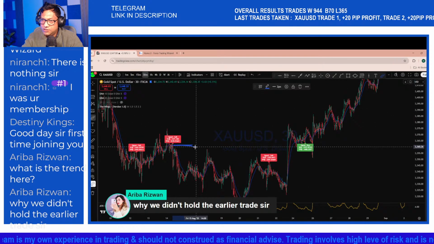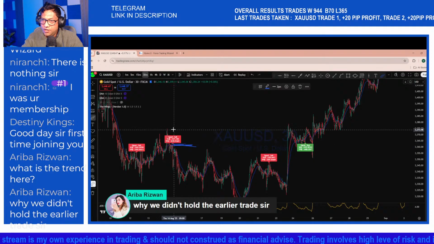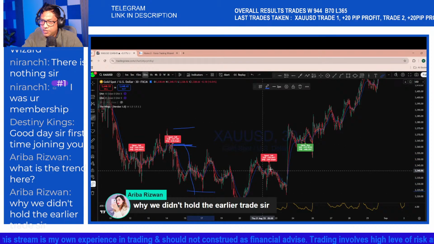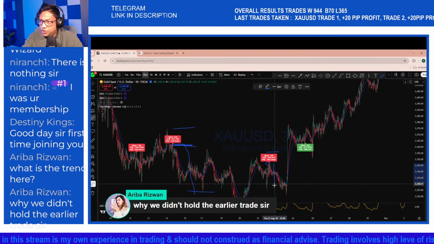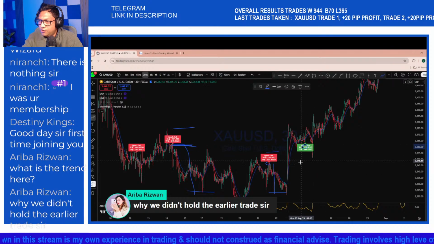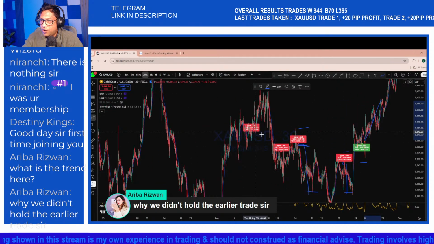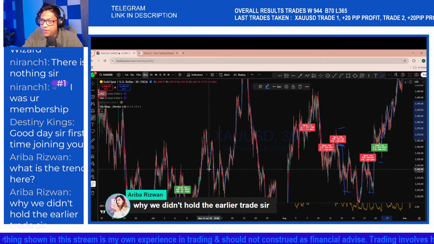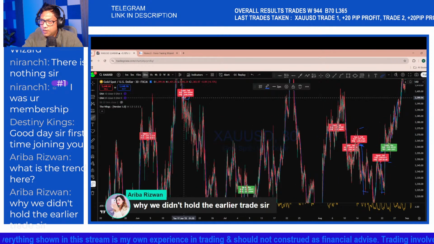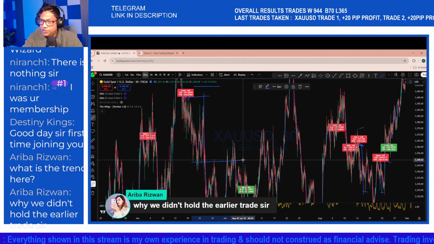Here you can see this is the trade. The entry here, stop loss here, take profit 3 times. Entry here, stop loss here, take profit 3 times. Entry here, stop loss here, take profit 3 times. So if you look at the majority of them, this one, entry here, stop loss here, take profit 3 times.